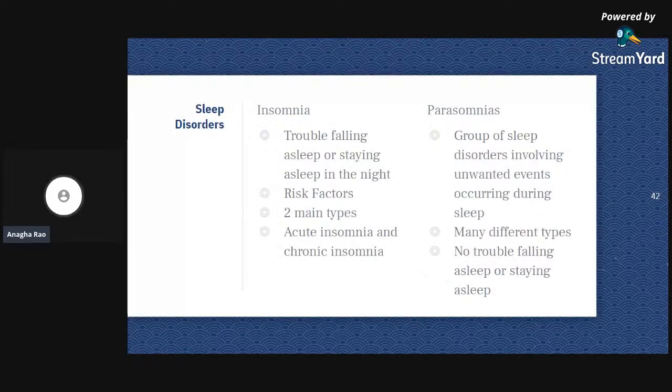More sleep disorders. We have insomnia. Insomnia is difficulty falling asleep or staying asleep in the night. There are two types of insomnia: acute insomnia and chronic insomnia. Acute insomnia happens due to life circumstances. Let's say, for example, we have a big test or we have a visitor coming in the morning. And this is natural.